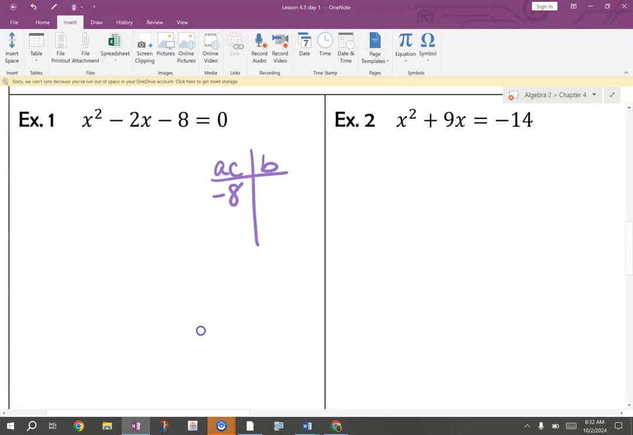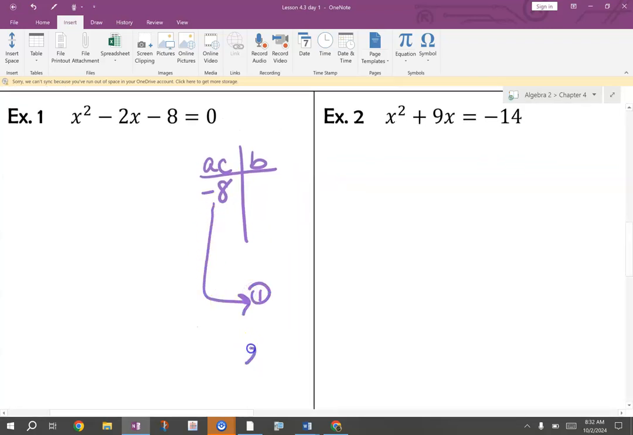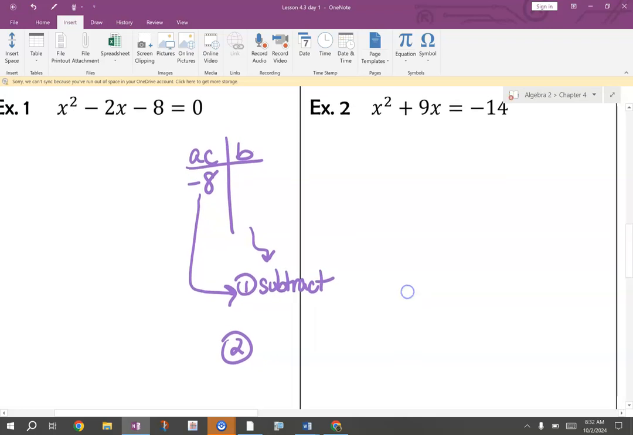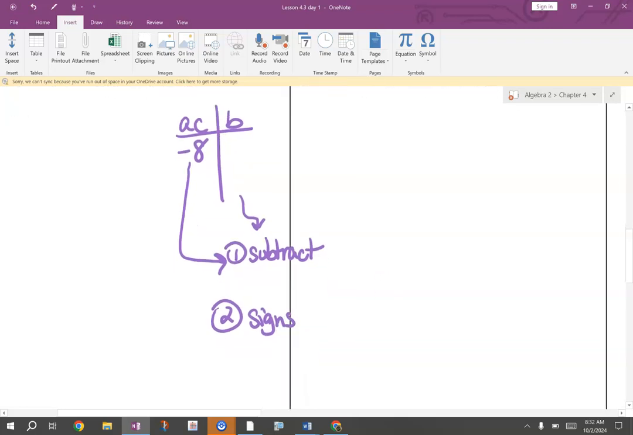And then the fact that that is negative gives us two very important things. If it's positive, it also gives you two very important things, but they're going to be slightly different. The first important thing is that you're going to be subtracting the numbers in whatever we find to be in the B column. So you're subtracting your B column numbers. The second very important thing is that when you go to put it in your parentheses, your signs are going to be opposite. Make sure you write down those two things, okay?